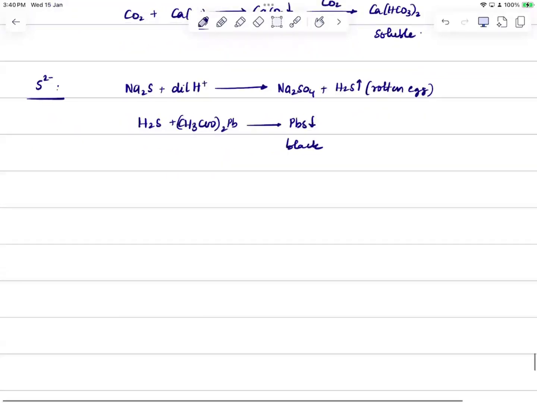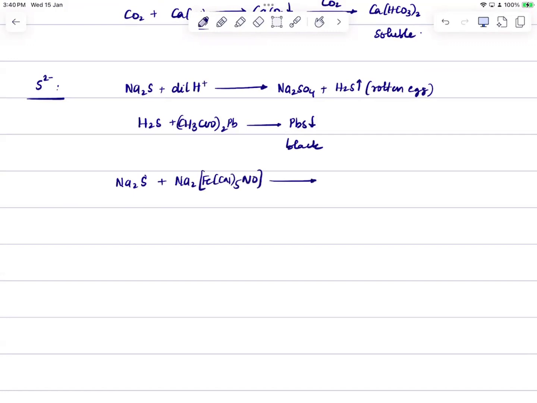More importantly, the confirmatory test, which we already did in Lassaigne's test, is the same thing. Na2[Fe(CN)5NO], if you recall, this is the sodium nitroprusside form, which will convert into Na4[Fe(CN)5NOS]. This is the violet or purple color complex formation.